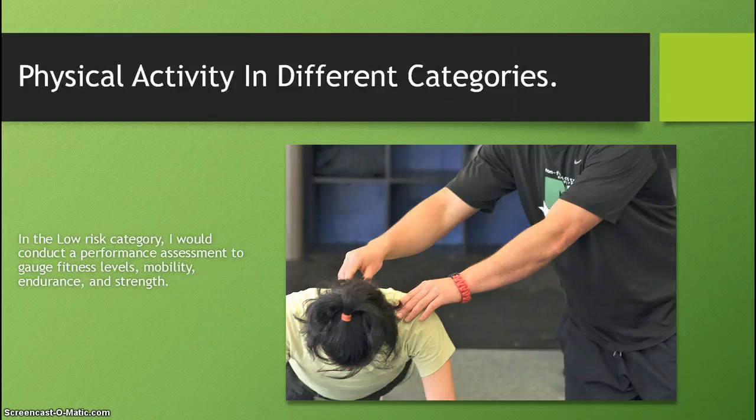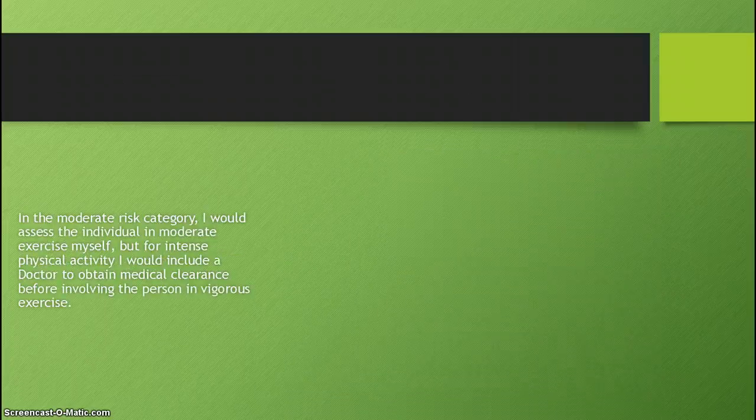In the low risk category, I would conduct a performance assessment to gauge fitness levels, mobility, endurance, and strength. In the moderate risk category, I would assess the individual in moderate exercise myself, but for intense activity, I would include a doctor to obtain medical clearance before involving the person in vigorous exercise.